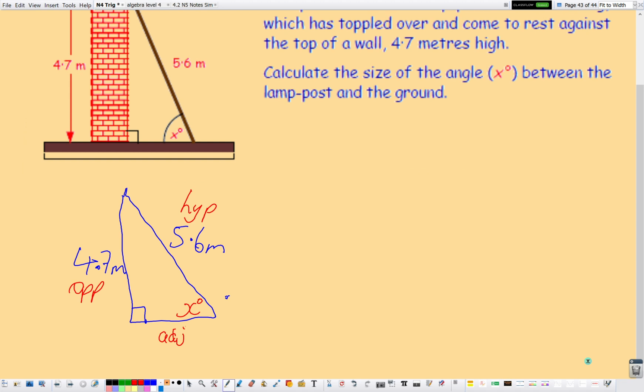So you can now use SOHCAHTOA to select the correct trig function. Only this time we're looking for the angle, we're not looking for one of the sides anymore. So I've got the hypotenuse and I've got the opposite side. Therefore it's SOH, which means it is sine that I'm going to be using.